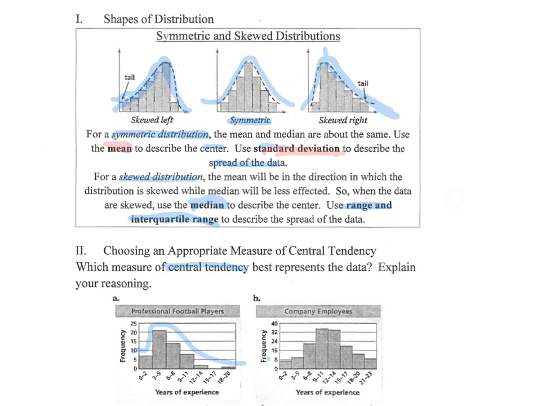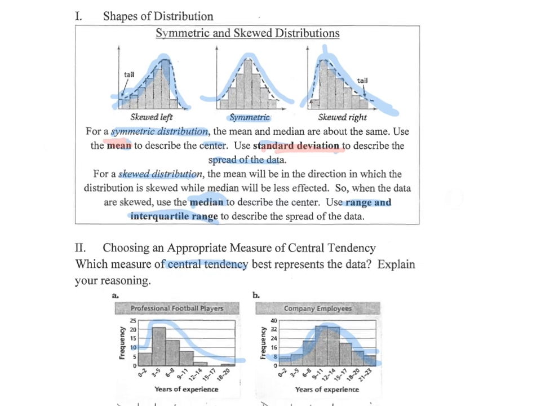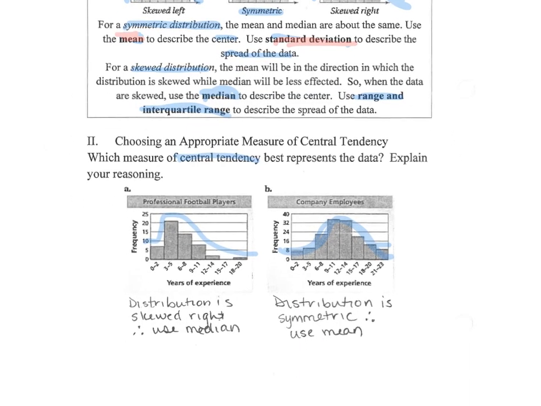In this next one, you have that nice little bell curve going on there. So this is considered symmetric. So it would be the mean that would best represent the data. If you want to pause the video, you can write this down. What this means here, I've used this in class before, it means therefore. It says distribution is skewed right, therefore use the median. Distribution is symmetric, therefore use your mean in this one.